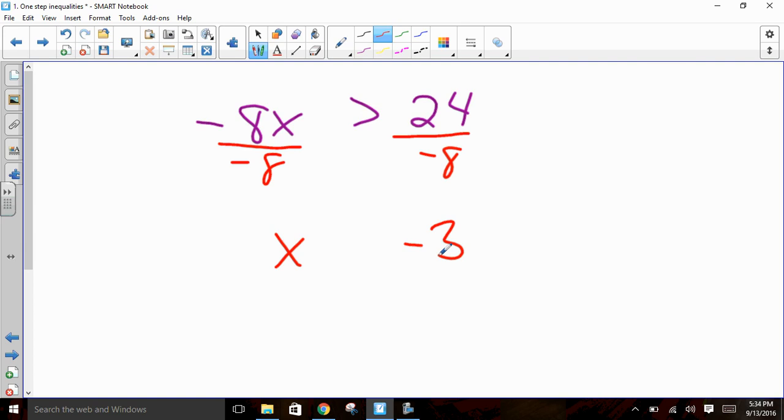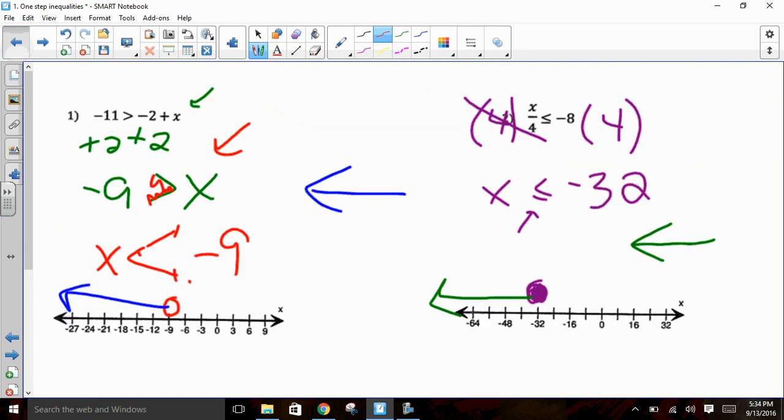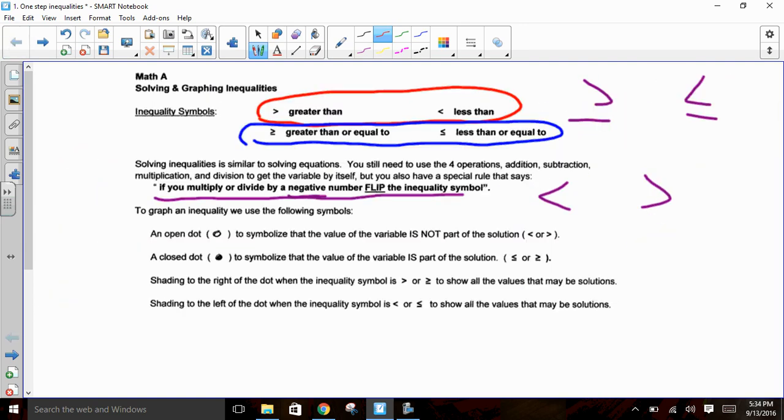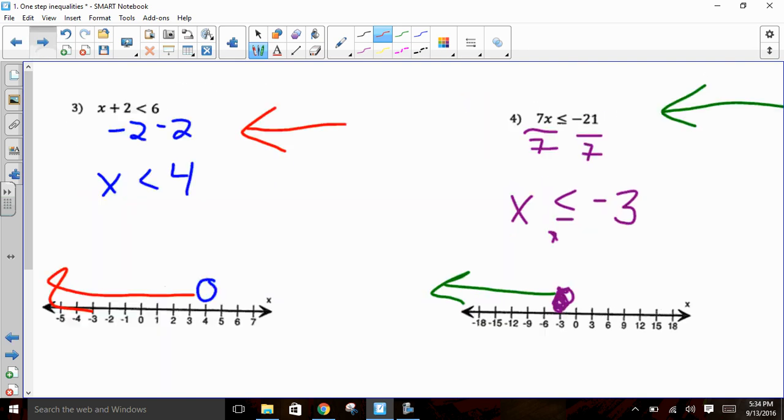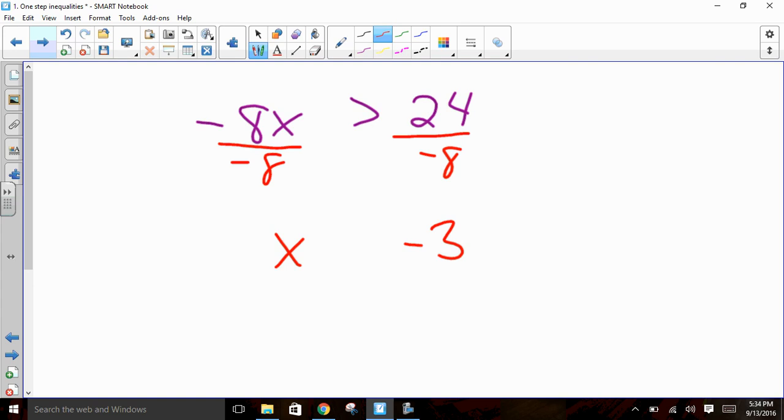But I want to draw our attention back to something in the very first slide. So bear with me for a second. We go all the way back. If you multiply or divide by a negative number, you're going to flip the inequality sign. So when I do that division, because I divided by negative 8, my sign will no longer give x the bigger side. It's going to flip to the smaller side.